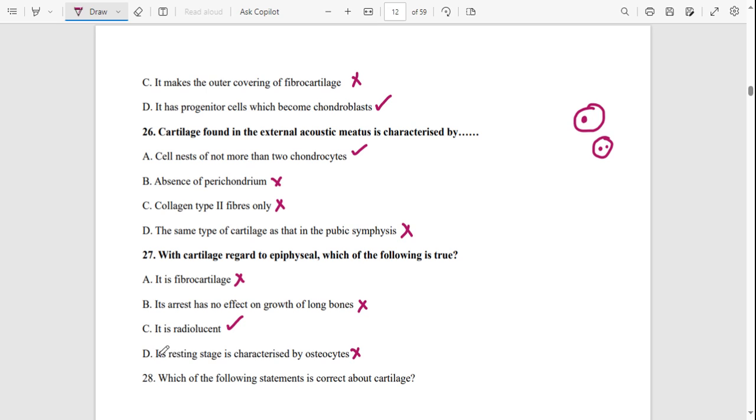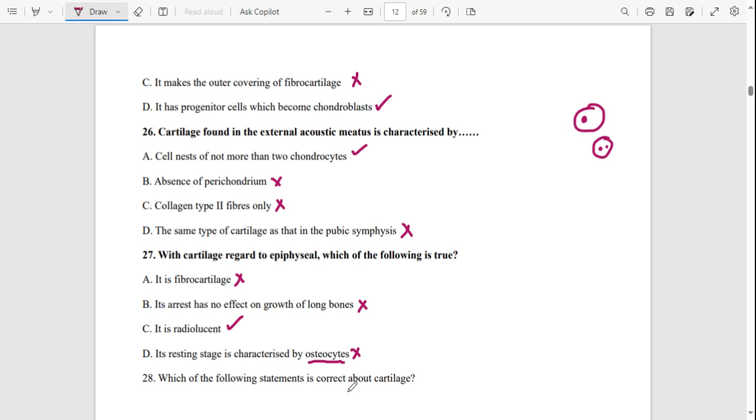When you are talking about, why have I said D is not correct? This is cartilage, and when you're talking about osteocytes, these are cells which are found in bone. Unless we had said chondrocytes, the resting stage has chondrocytes, not osteocytes. This is not bone, this is cartilage.